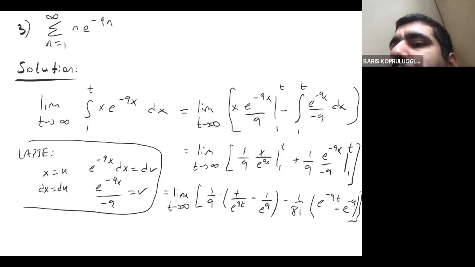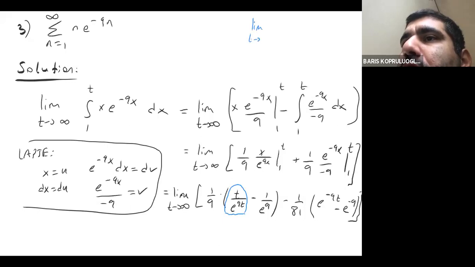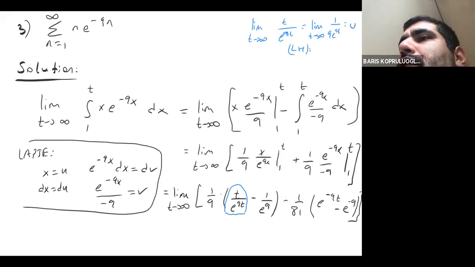Now, here, the term that will give us trouble is this guy, because it's infinity over infinity. And to take care of that, you will need to use L'Hopital, and I think eventually it will be 0. Let's see. It will be 1 over 9 times e to the power of 9t, and yeah, this will be 1 over infinity, which is 0. So this is 0. We don't need to worry about that.